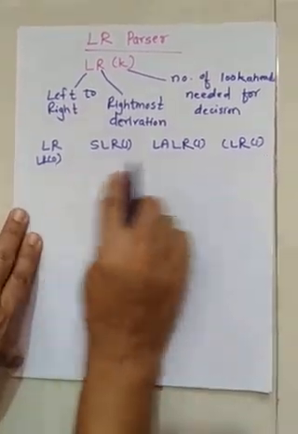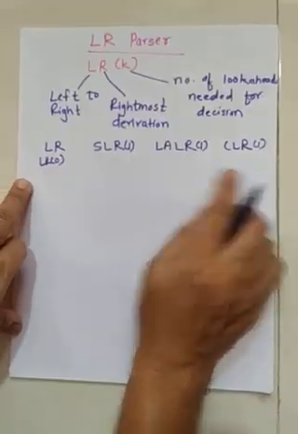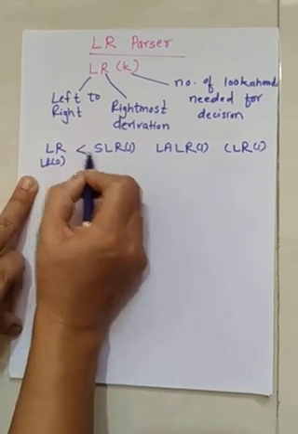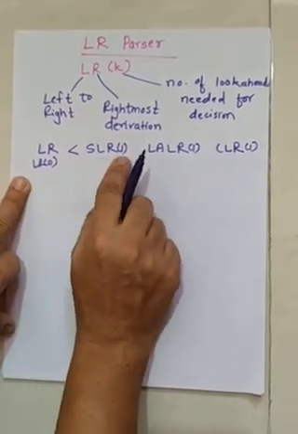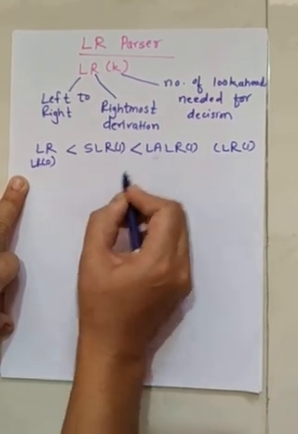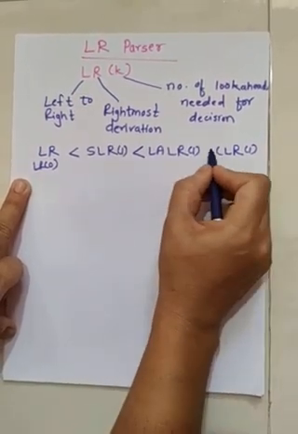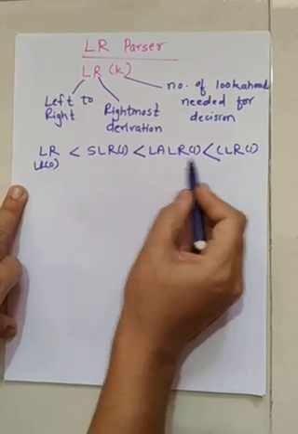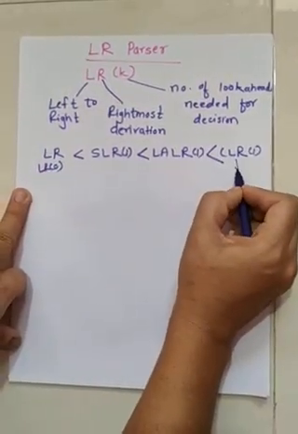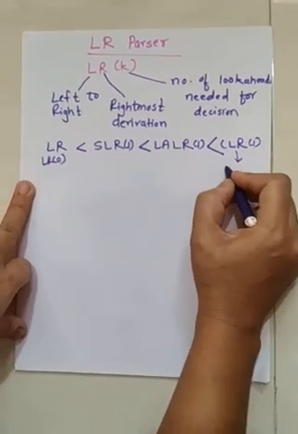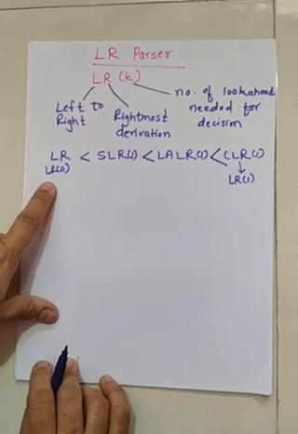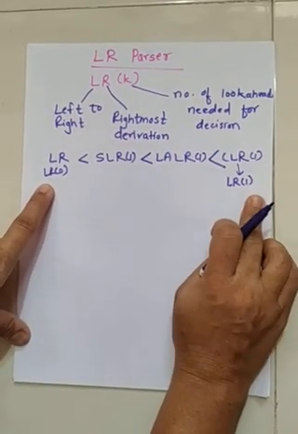These types I write in this order. That means the LR0 parser is least powerful as compared to SLR1. The SLR1 is least powerful as compared to LALR, and the CLR is most powerful as compared to the rest of the types. This CLR parser is also known as simply LR1 parser. So this is LR0 parser and this is the LR1 parser.